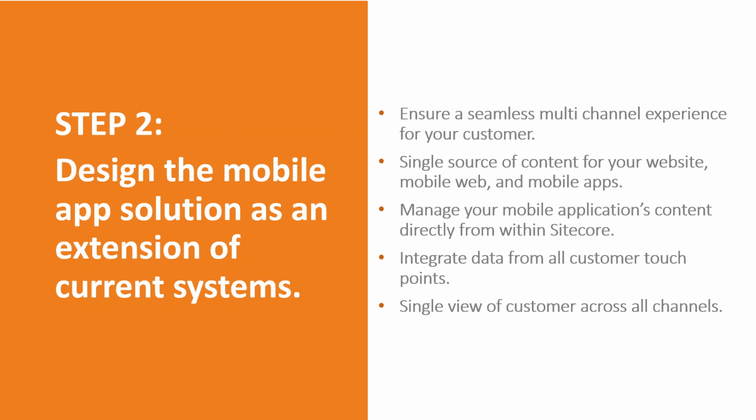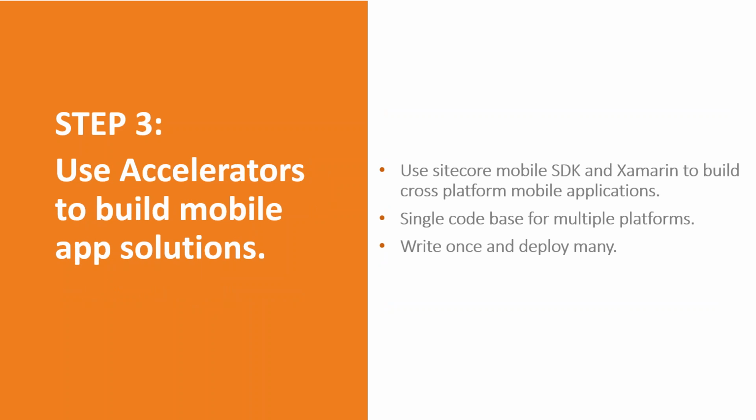So you need to have a single source of content for all of your digital channels, and you need to manage that mobile content directly from within Sitecore. And all the data points need to be integrated as well, and the single view of customer across all channels needs to come. So step number two essentially is designing the app by leveraging the existing systems that you have within the Sitecore ecosystem.